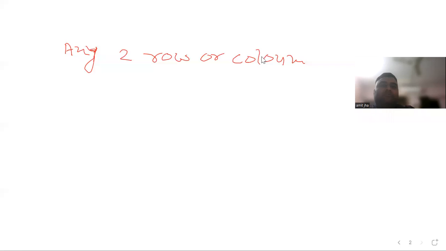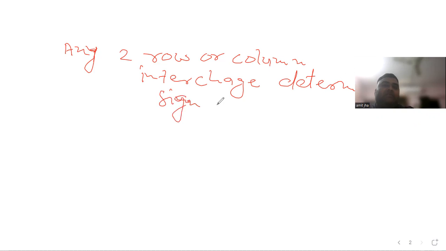The second property is, if any two rows or columns of the determinant are interchanged, then what will happen? Technically, the determinant sign will change. I'm writing keywords only: any two rows or columns interchanged, determinant sign will change. So this is my property 2, P2.